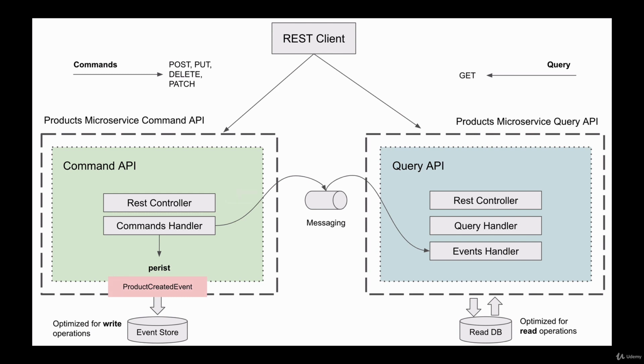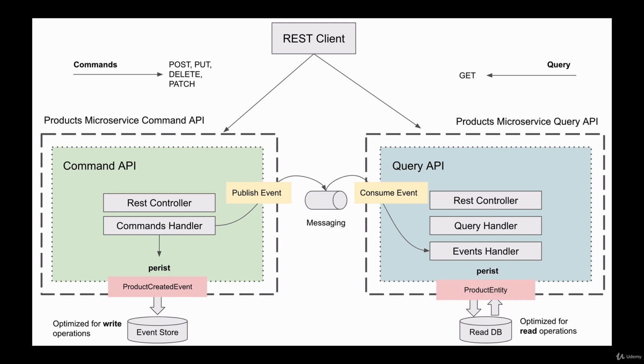The product created event will also be published for other components that are interested in this event to consume it. The event handler method in the query API, which is on the right side, will consume the product created event, and the read database will also be updated with a new record.